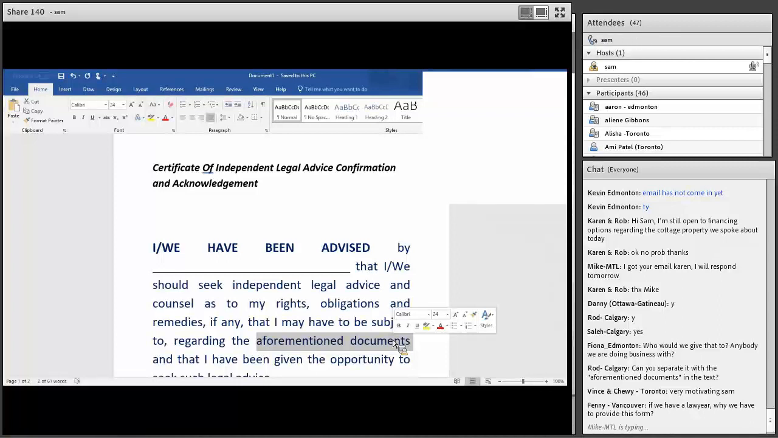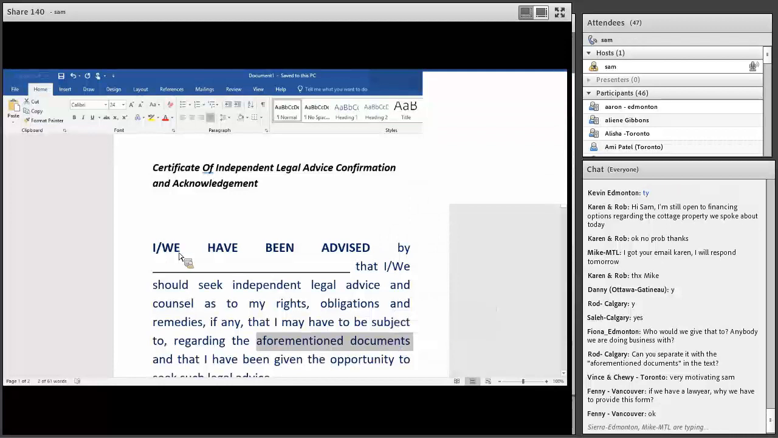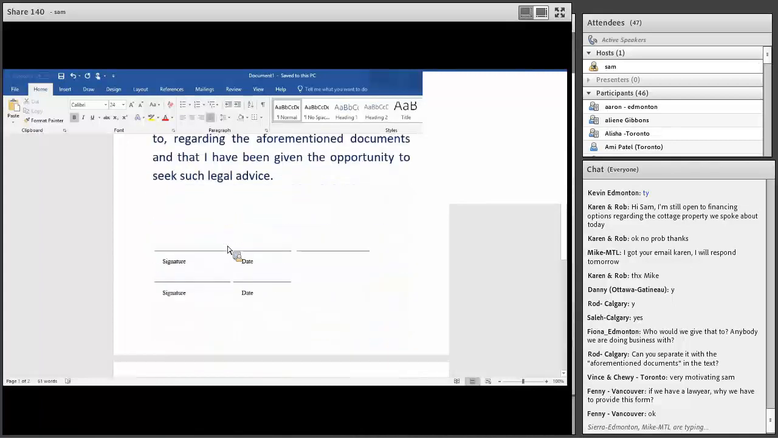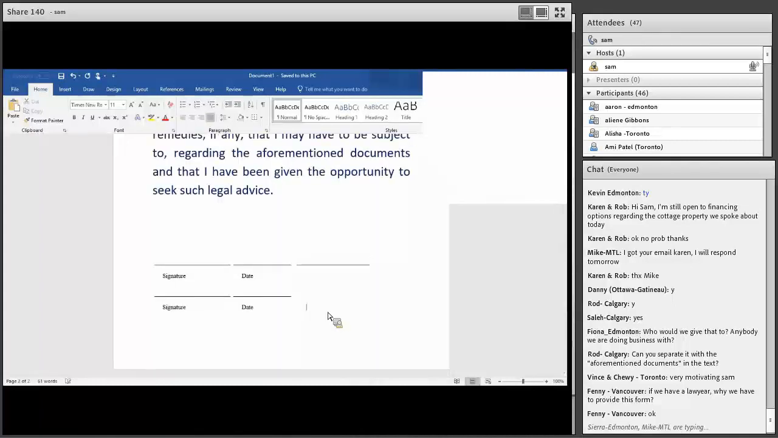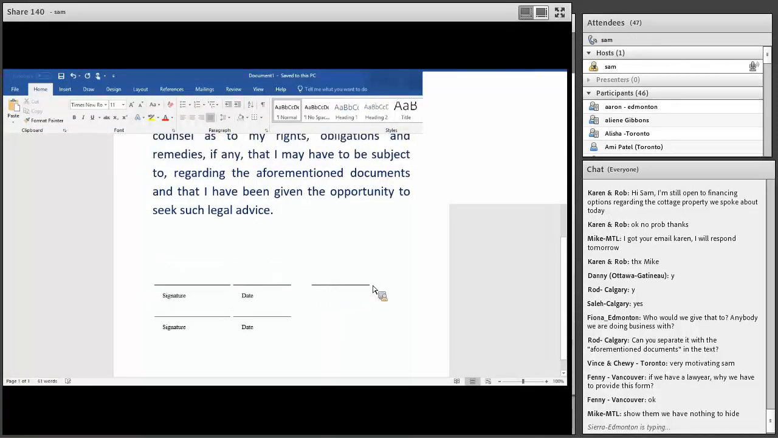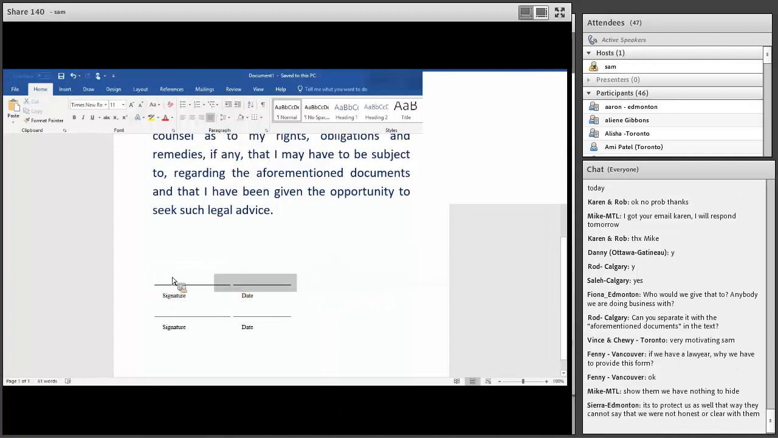If we had a lawyer, why would we have to provide this form? If we had a lawyer, Fenny, this is for them, not us. So, Fenny, they're signing this. We're telling them to get a lawyer. We have lawyers. We're telling them to get a lawyer. Does that make sense? So, Fenny, this is for them. Yeah, exactly, Fenny. We're making sure they go see a lawyer. That's the big deal. We want to make sure that they go see a lawyer. That's important to us.